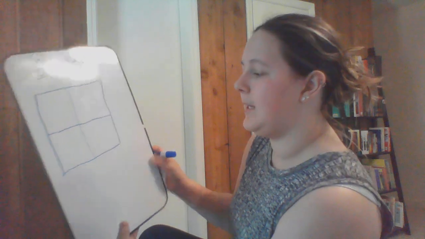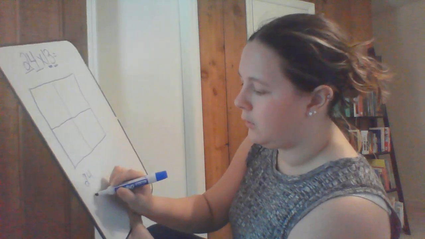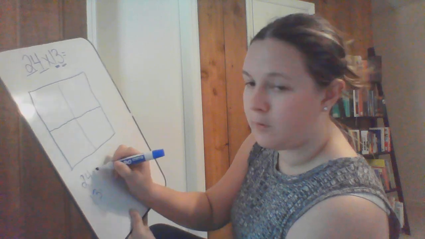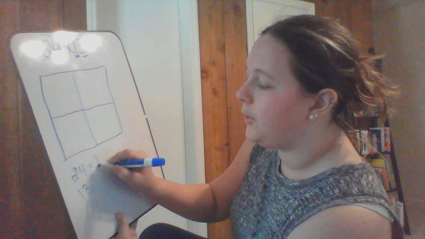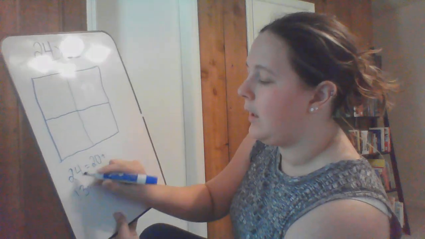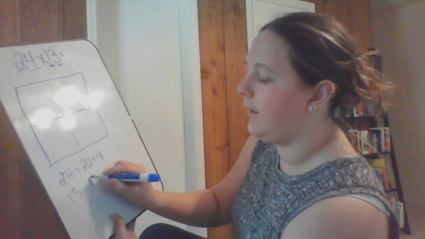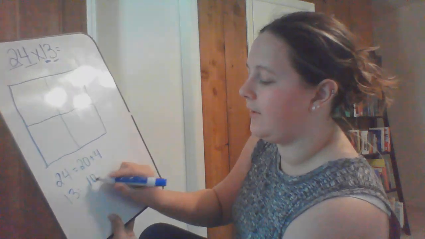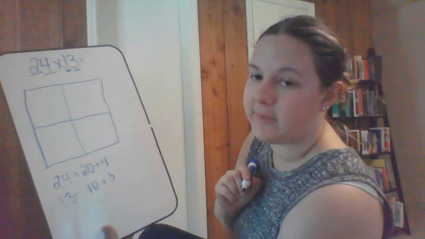Okay, now that we've got our square set up, we're going to break our numbers into expanded form to see what our labels are going to be. So we're going to start with 24. If you look at the tens place, there's a 2, and it's in the tens place, so it has a 0 at the end. And there's a 4 in the ones place. And then 13, there's a 1 in the tens place, which means it needs a 0 at the end for the tens place. And then 3 is in the ones place, so it stays a 3.